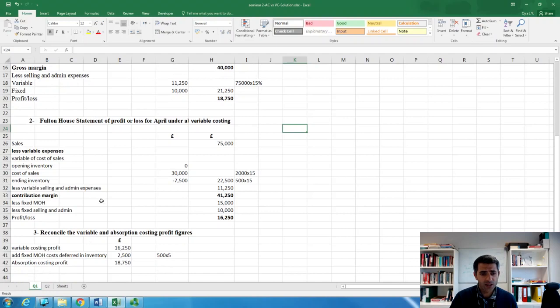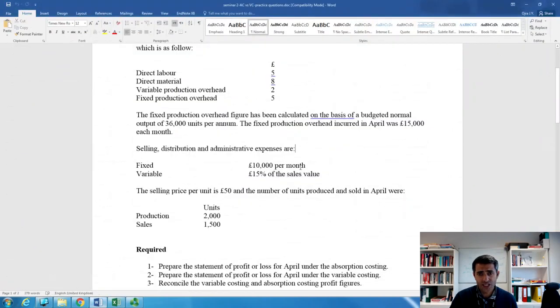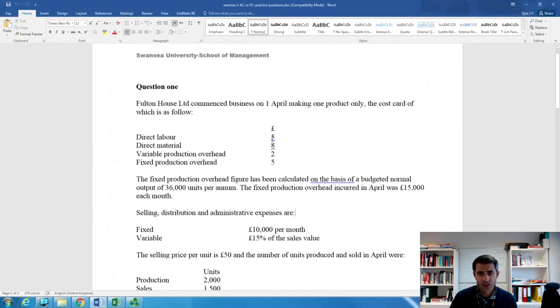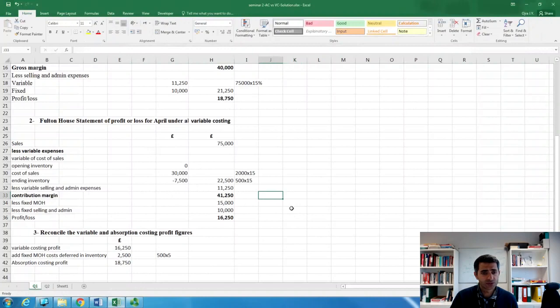So remember, when we calculated the product cost per unit, it's 15 pound. Why is it 15 pound? Because we didn't include the fixed production overhead per unit. So 15 pound. So what you need to do right now, cost of sales here, add cost of goods manufactured would be 2,000 units produced times 15 pound, and we have the ending inventory. Remember, we left with 500 units times 15, that's 7,500. This is cost of sales.